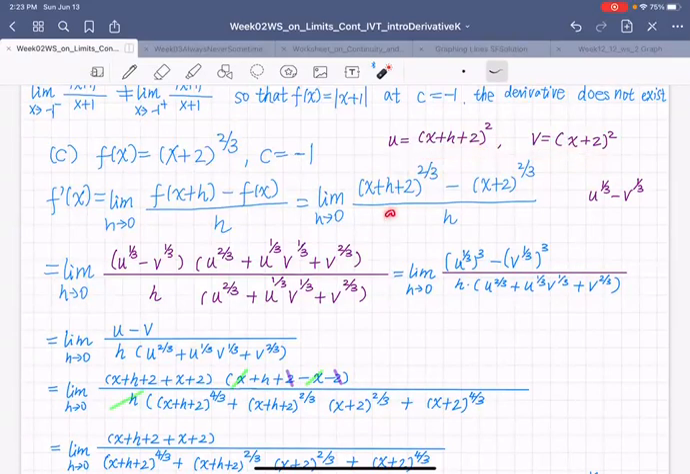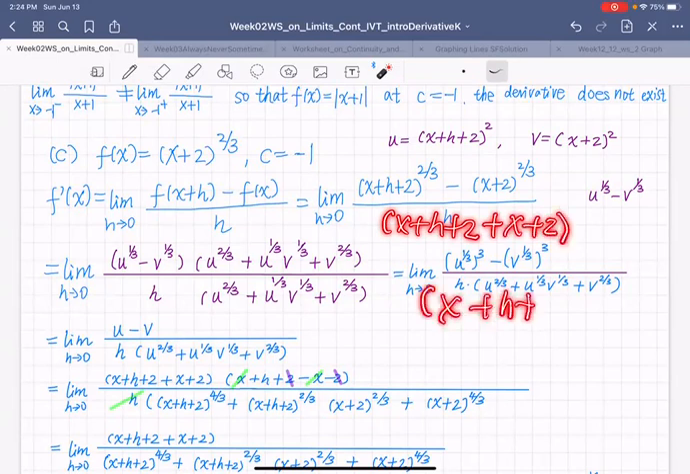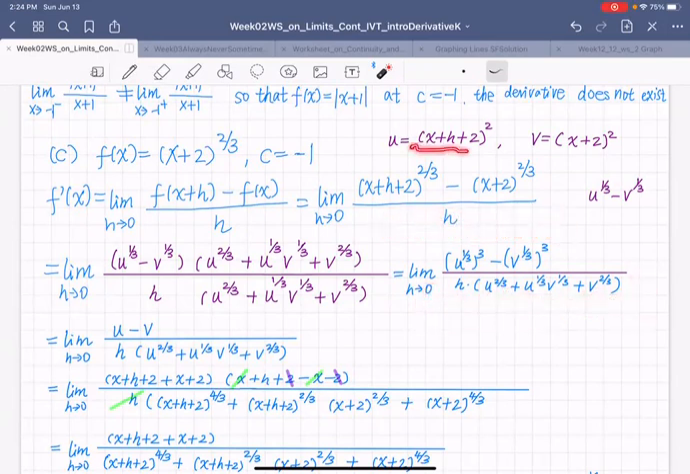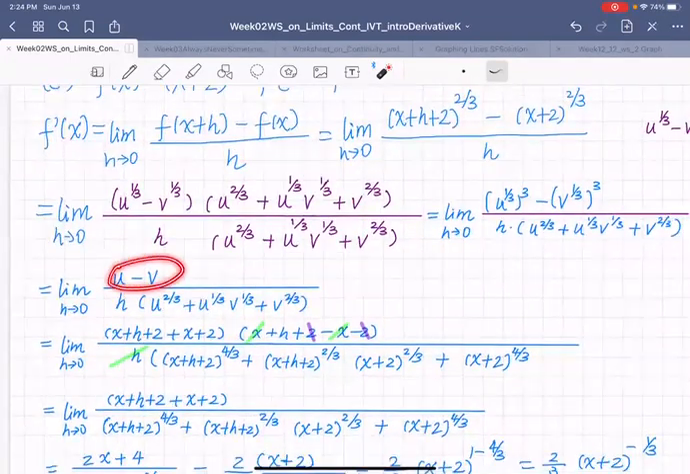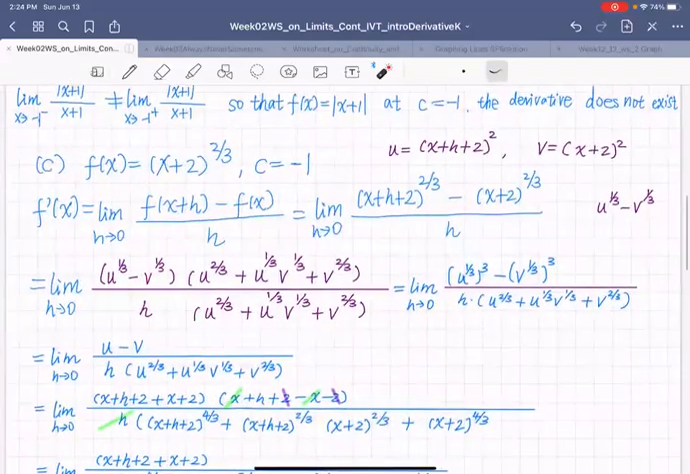This minus this equals x plus h plus 2 plus x plus 2, times x plus h plus 2 minus x minus 2, correct? Yeah, correct. This difference comes to here: x plus h plus 2 plus x plus 2 times parentheses x plus h plus 2 minus x minus 2. Okay. When you see this, you start to feel scared, but you can manipulate the formulas we learned before.